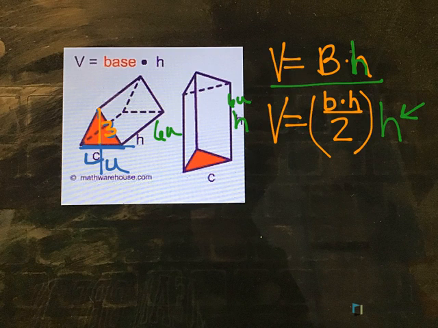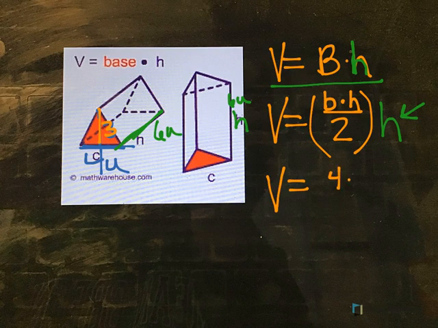Okay, I have the dimensions of the triangle. My lowercase b was 4. My h for the triangle, the height of the triangle, the 2D shape is 3. The formula is base times height divided by 2. And then I multiply by the height of the prism, which was 6. So I'm going to plug everything in now. So again, I start with the generic, go to the specific formula, and then I plug in what I do know to solve for what I don't know.